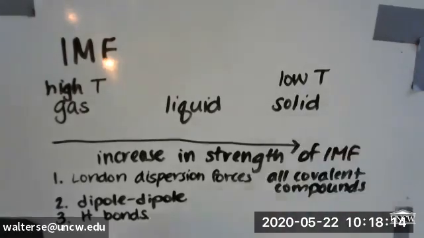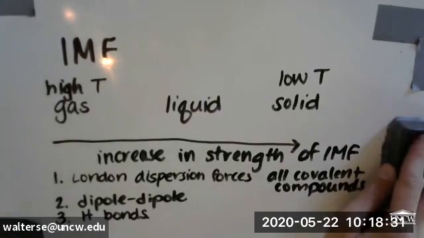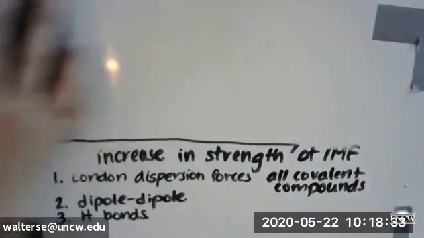Oh, and they also increase in strength as you go down this list. London dispersion forces are the weakest of the intermolecular forces. Dipole-dipole are a little stronger. Hydrogen bonds are even stronger. Okay. So the first one we're going to look at is the London dispersion force.